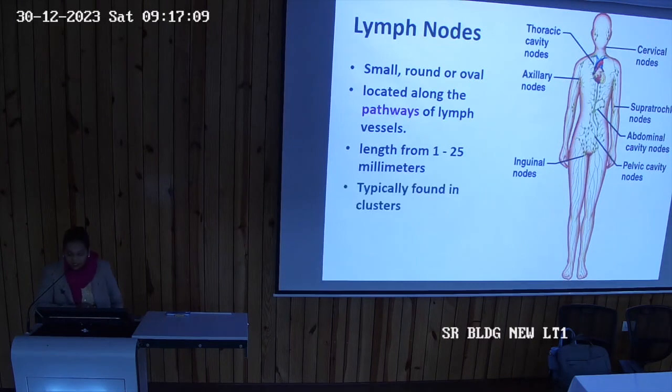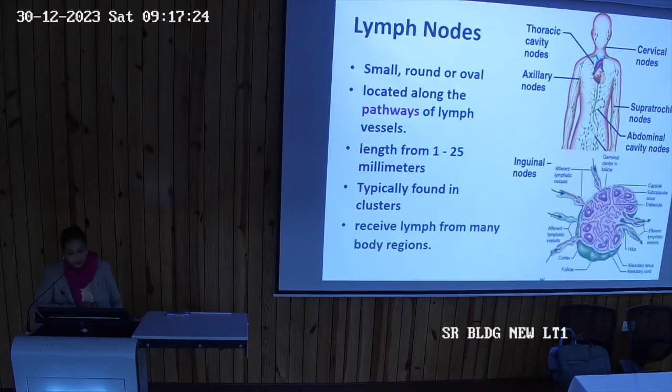Filtration of the lymph. Their length varies from 1 to 25 millimeters and they are typically found in clusters. आपने superficial and deep lymph nodes देखे होंगे, तो वो 8 to 10 groups में, they are present at different sites. They receive lymph from many body regions.